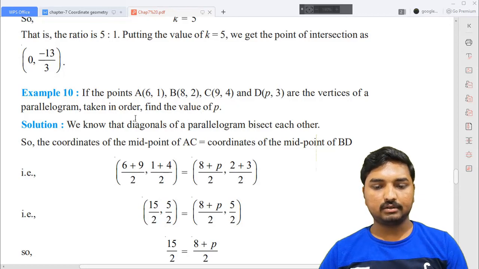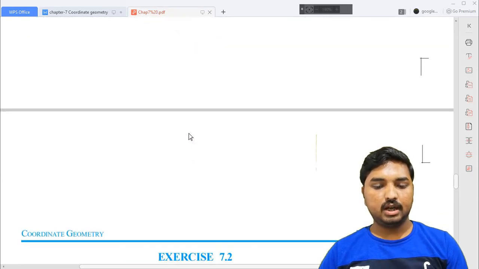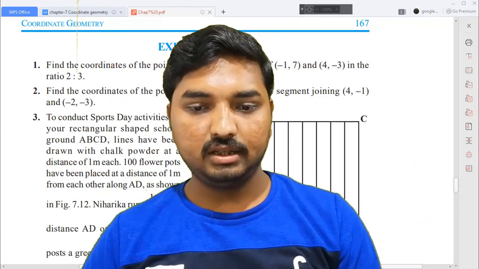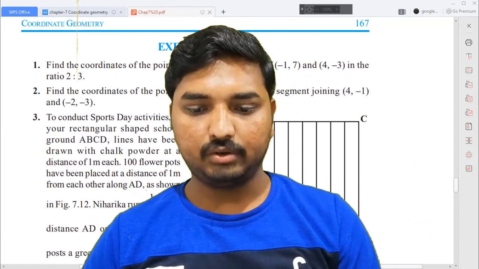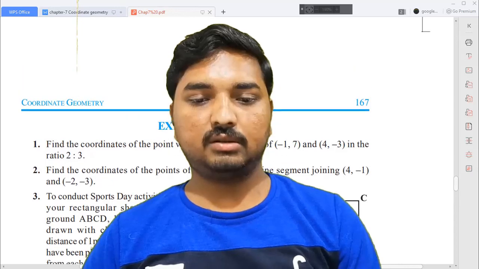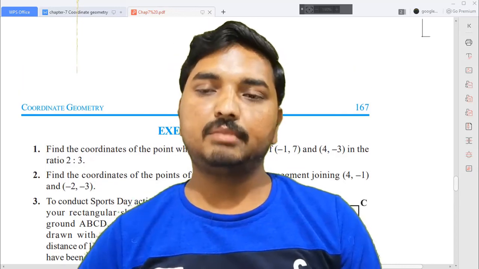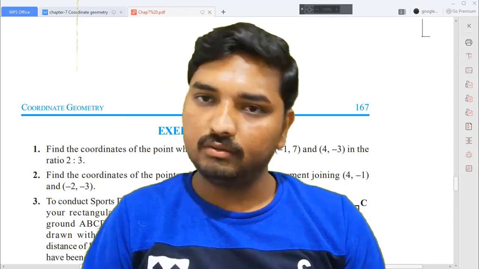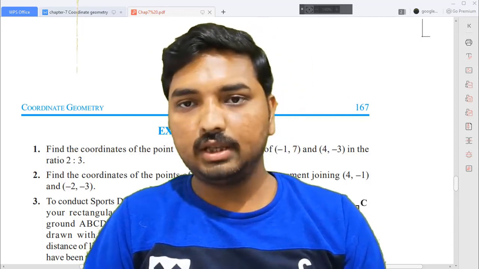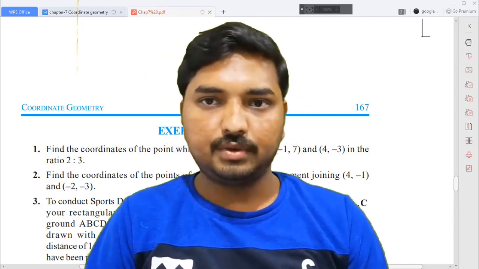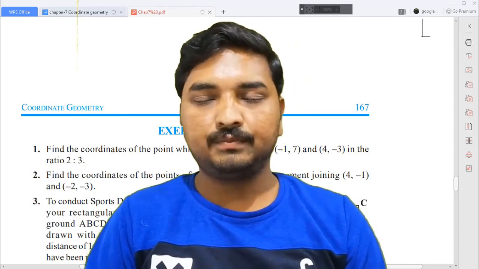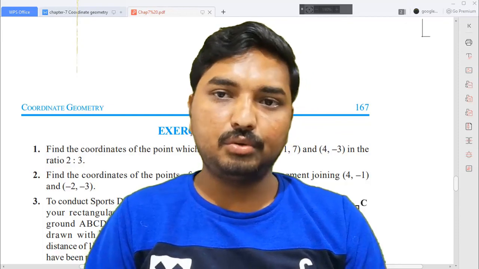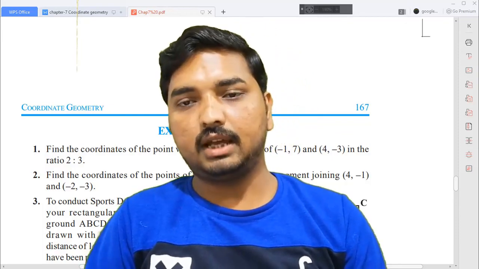Quadrilateral. Now I'm going to stop the class here, and in the next class I'm going to begin exercise 7.2, which is related to the section formula. And remember the formulas: the section formula with m1 is to m2, the section formula with the k is to 1 ratio, and the third one is the midpoint formula. In the next class I'm going to deal with the problems. Thank you, one and all.